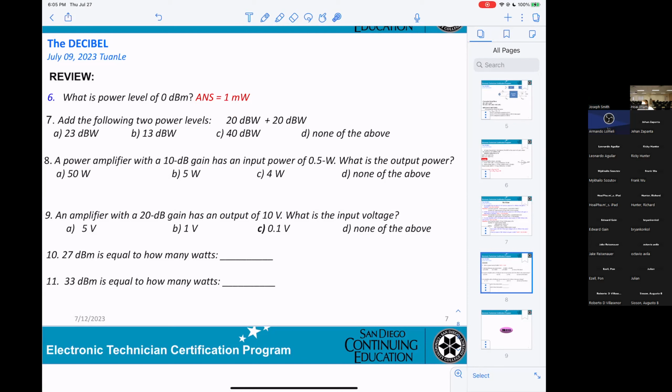What is the power level of 0 dBm? The answer will be 1 milliwatt. Okay? I don't care about that. I care about 7, 8, 9, 10, 11. Try to get through that. Number 7 will be A or B or C or D. 8, same thing. 9, same thing. Number 10, 11, you have to do the calculation.